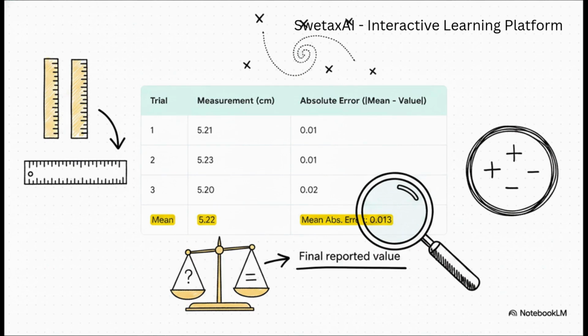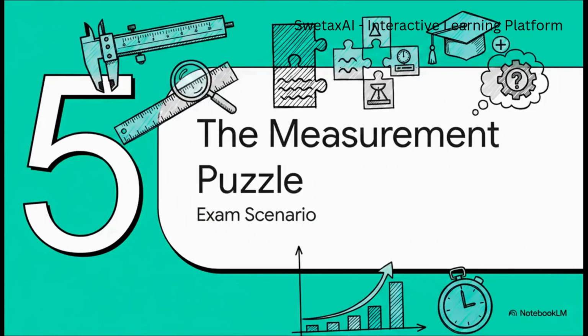We round that to match our mean, and boom, there's our final answer, 5.22 plus or minus 0.01 centimeters. That tells the whole story, our best guess, and how confident we are in it. Okay, so we've covered least count, we've covered significant figures, and we've covered errors. Now for the main event. Let's put it all together and see how it works in a typical exam-style problem.